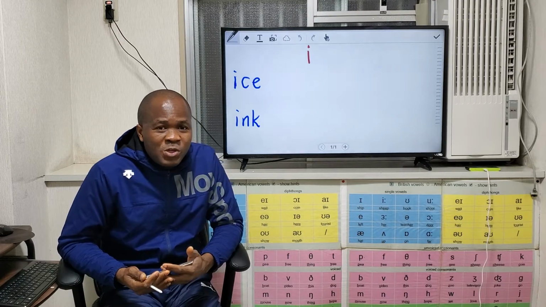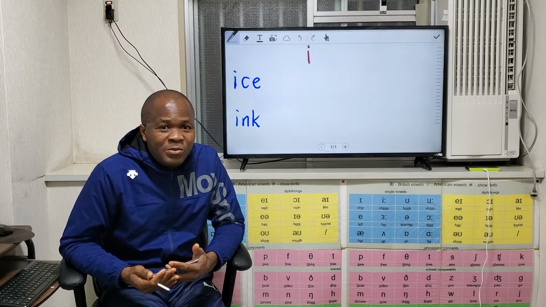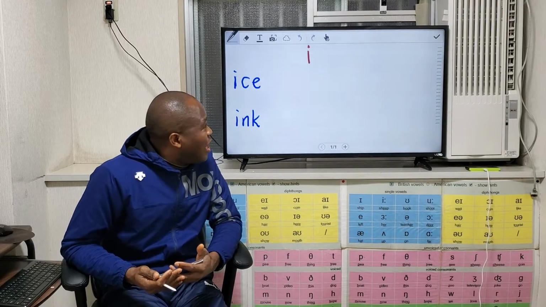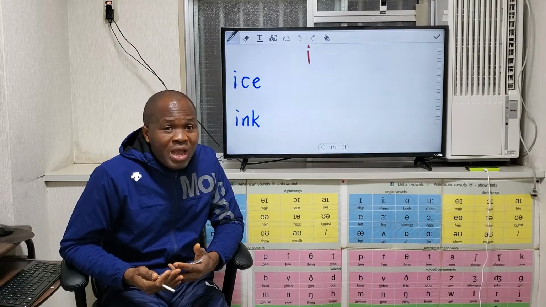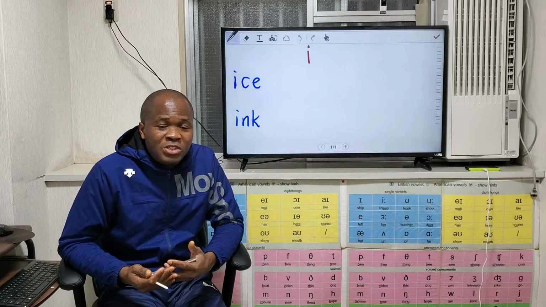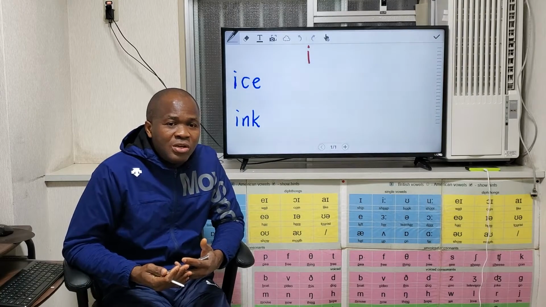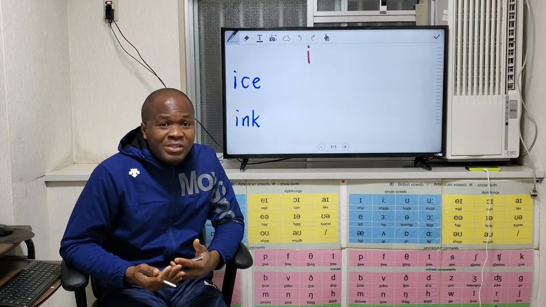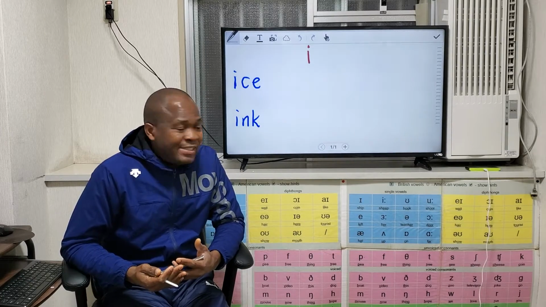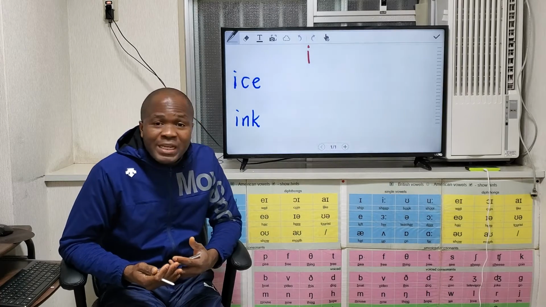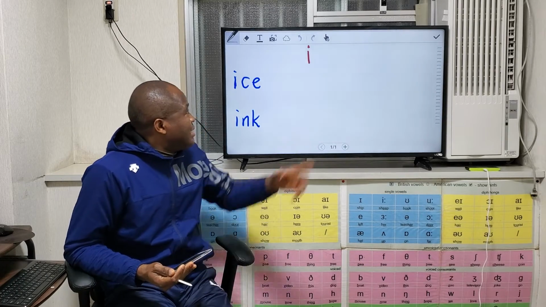In our previous video, we had a look at the sound for C, the soft C and the hard C. We also had a look at the sound for G, that is the soft G and the hard G. G, hard. J, soft. Then we looked at some examples, gate and gym. So today, we are looking at the letter I.